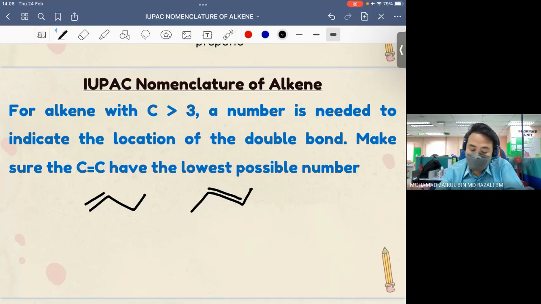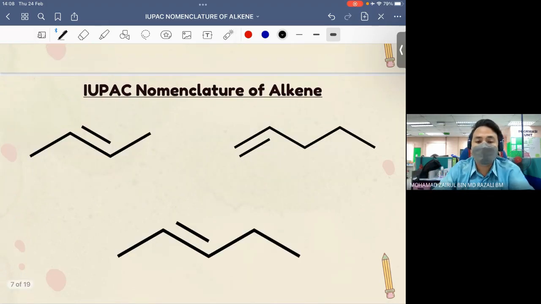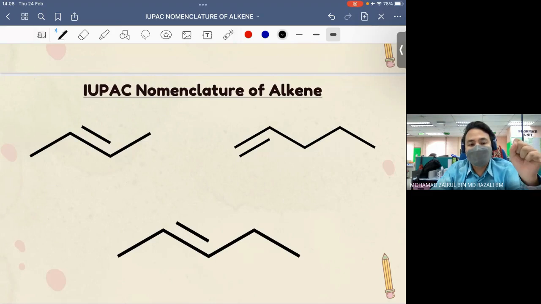Okay, so macam ni. So kita mula-mula kita kena cari dulu. Yang ini dia tak ada branch kan. So senang je kita nak cari kita punya longest continuous chain. So when you find the longest continuous chain itu, when you want to start numbering, awak kena start numbering from the end yang will give double bond itu nombor yang paling rendah. Awak kena start daripada direction yang bagi si double bond C itu nombor yang paling rendah.